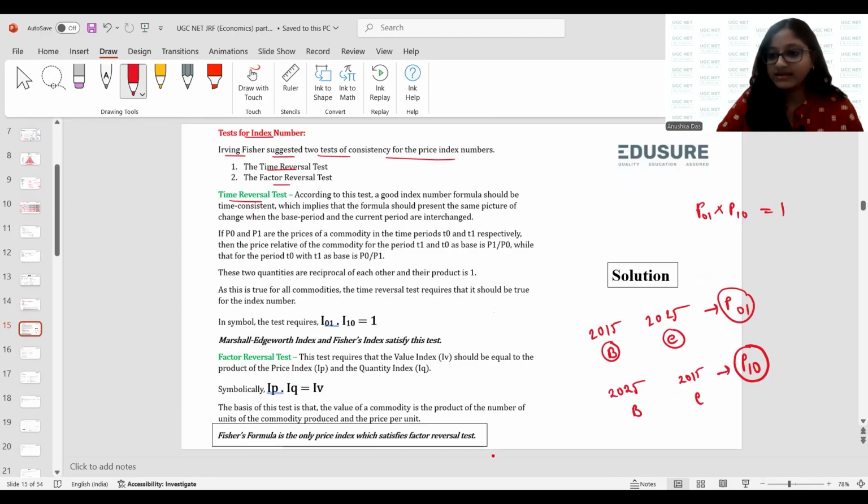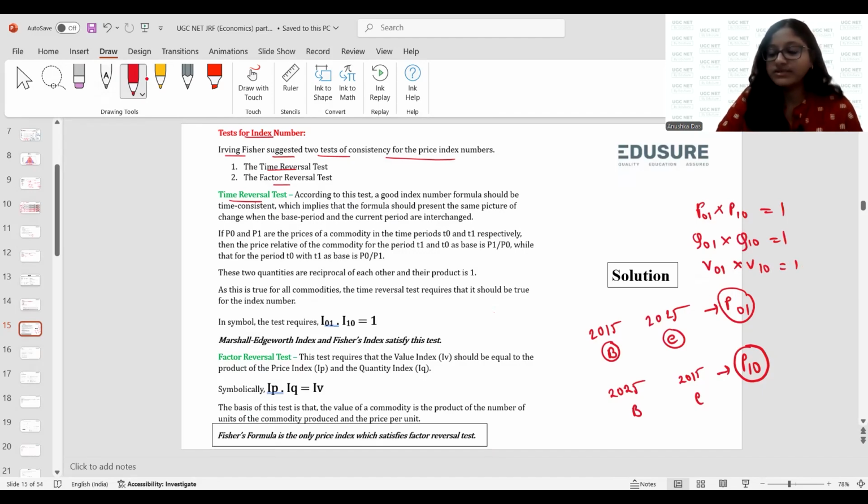So this is not mandatory only for the price index. You can do this for the quantity index also. Sorry, this will be Q. So you can do this for the quantity index also. This will again come to be 1. You can do this for the value index as well. Any index number that you can think of.